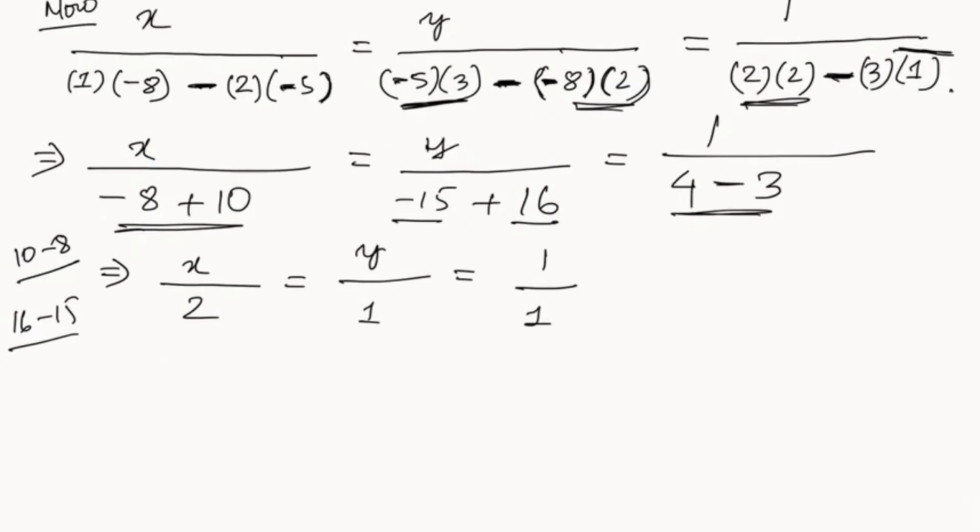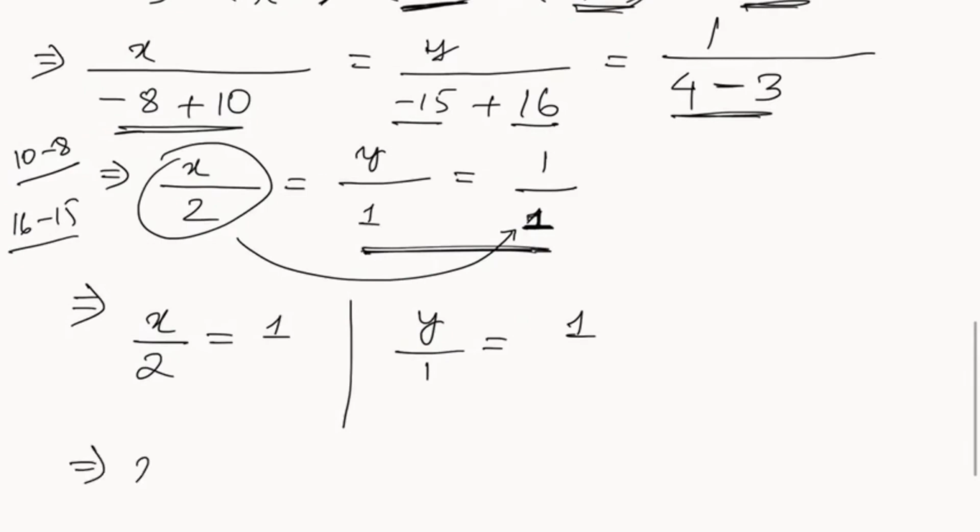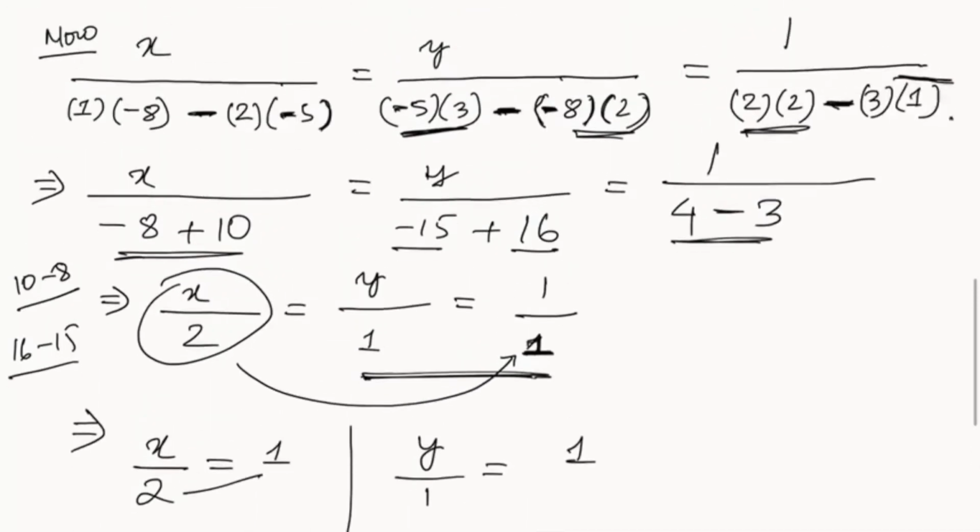From here it's very easy again, because now we take this and compare it with this. We write x by 2 equals 1, and then over here y by 1 equals 1. I'm not writing the number 1 that is at the denominator. So from here we get x equals 2, and y equals 1. So that is our answer.